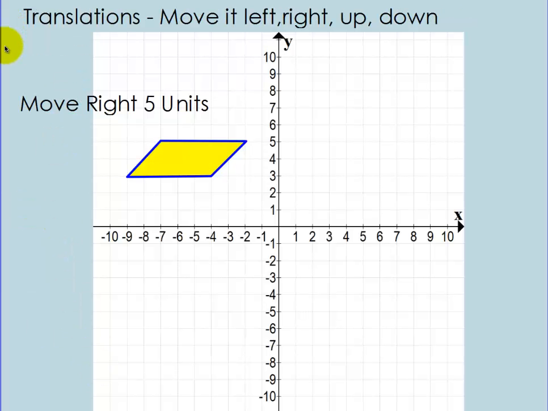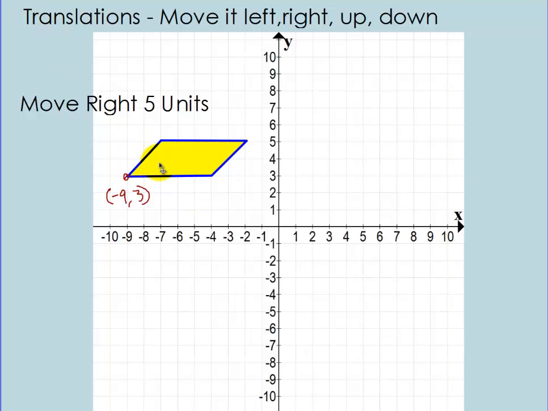So let's actually do these rigid motions with a shape in a graph. What I want to do is move this shape here. This is a parallelogram. I want to move this right 5 units. So what this is really going to look like is I have to move it right 5 units and only right. So I'm going to count this point in the end right here. And the coordinates of that point are -9, 3. What is that point going to be if I move it to the right 5 units?